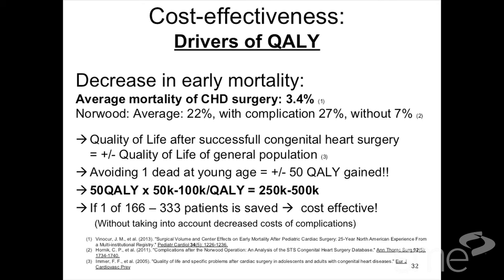And if we go back to the beginning, where we talked about what one QALY was worth, and we said that it would be approximately 50K to 100K or more, we can say that saving one life is worth 250K to 500K. So basically, if we save 1 out of 166 patients, or 1 out of 303 patients, if we take the 500K into account, we are cost effective. And we haven't even talked about decreased cost of complications and the loss in quality because of the complications.